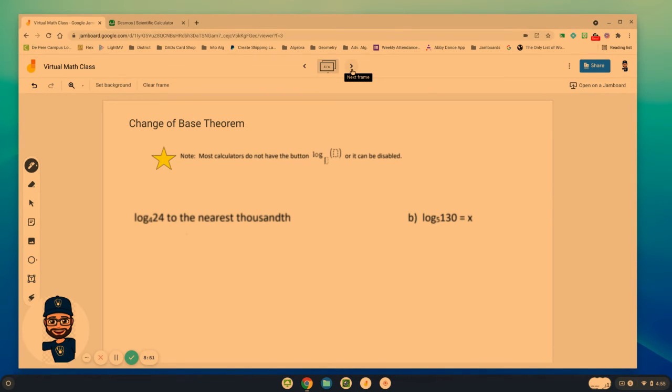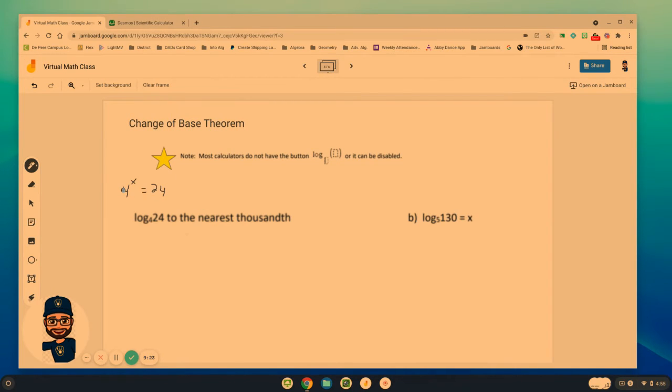And I've shown you this a couple of times in live sessions and videos. But basically, we have to do this because most of our calculators don't have a log base button for something else. Or if they do, most of the time it's disabled and locked, and we can't even get to it. So what we've done in the past is rewrite this: we have 4 to the power of x equals 24. That's the exponential way of rewriting that.